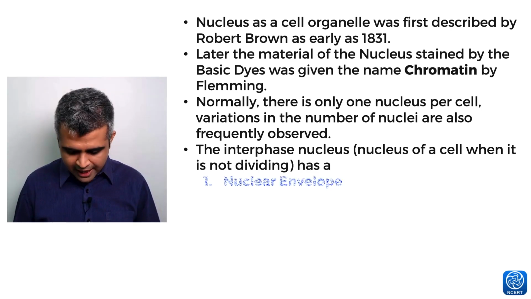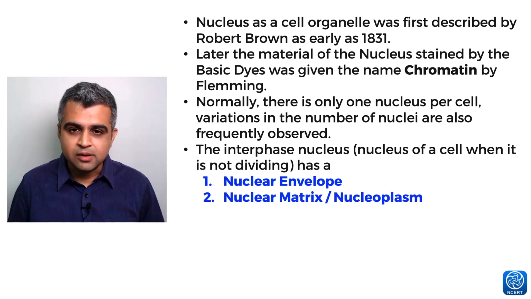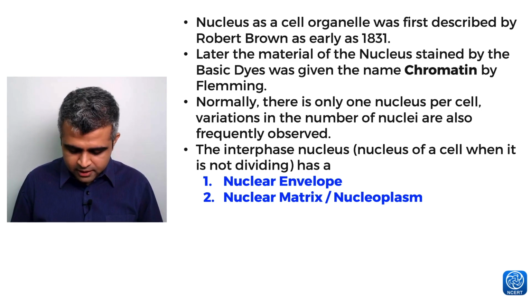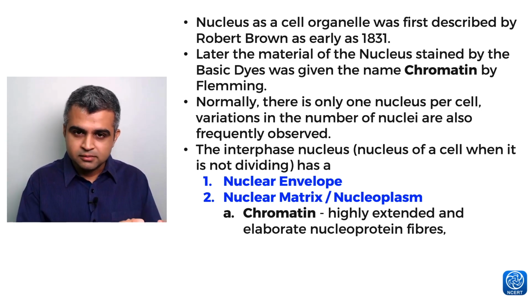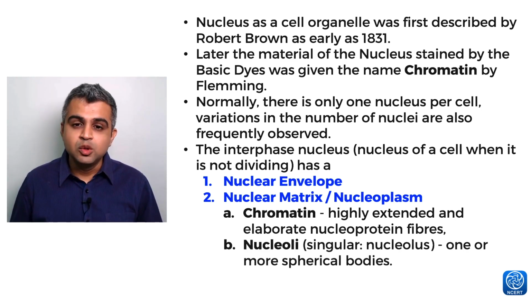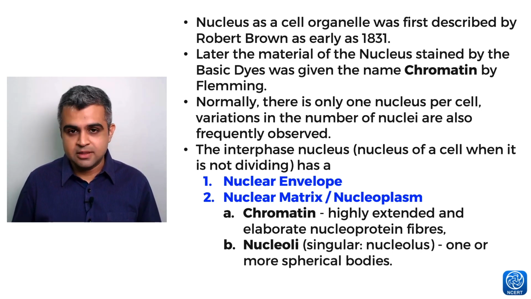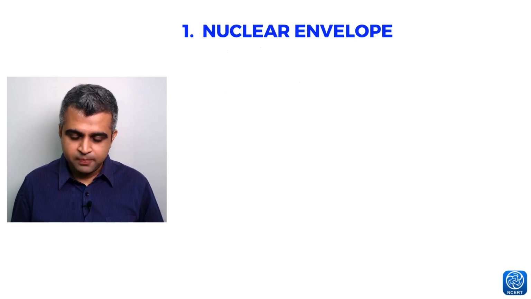So the nucleus has a nuclear envelope and it also has a nuclear matrix, also called nucleoplasm. And the nuclear matrix or the nucleoplasm contains chromatin, which is highly extended and elaborate nucleoprotein fibers. So basically nucleoprotein, meaning DNA and proteins. And it contains nucleoli, which I explained to you are those bodies which help in protein synthesis. Plural is nucleoli, singular is nucleolus. So let's talk about the nuclear envelope first.